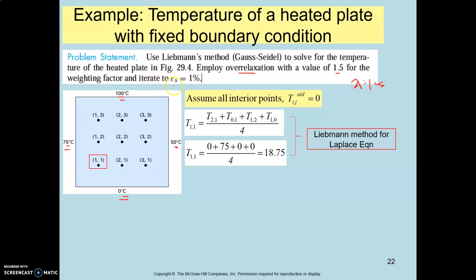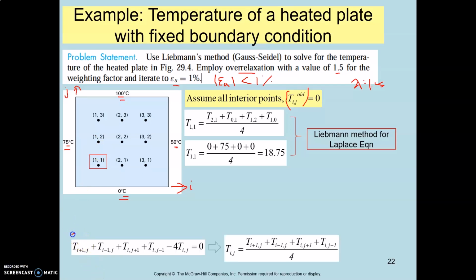We are also going to iterate until the stopping criteria, when the magnitude of the approximate percent relative error is less than 1%, then it will stop. By using the Gauss-Seidel method, first of all, we assume the temperature at all of these 9 points is equal to 0. And you have to define your axes. Let's define here to be the x axis, or the i, and here to be the y axis, which is the j.